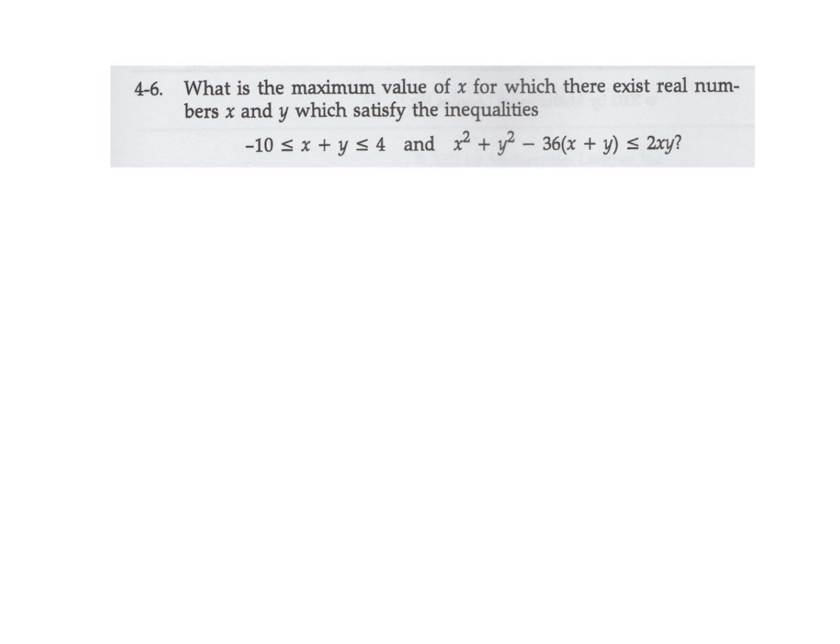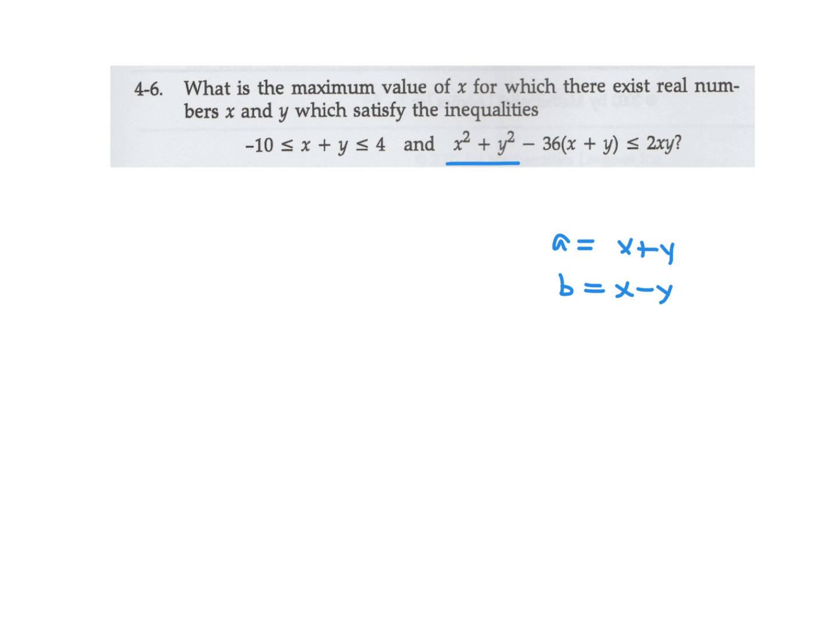What is the maximum value of x for which there exist real numbers x and y which satisfy these inequalities? The first one, x plus y, is between minus 10 and 4. The next one, x squared plus y squared minus 36 times x plus y, is less than or equal to 2xy. To make matters simple, let a equal x plus y and let b equal x minus y, because with x squared plus y squared we're going to have to use a multiplication.